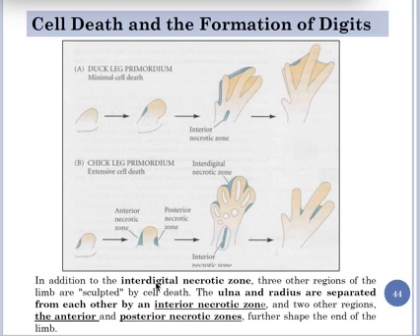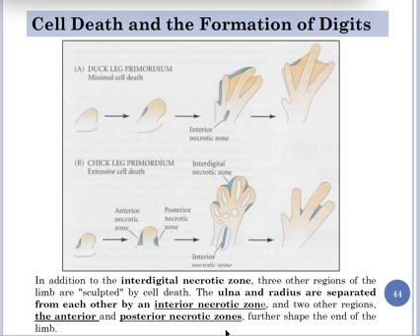So in addition to this interdigital necrotic zone present between the digits, we also have other regions of the limb which are sculpted, or they will have a specific morphology induced by the death of the cells. For example, the ulna and the radius, the two bones of the arm, usually they are separated from each other by an interior necrotic zone that will induce the necrosis of the cells, and this will separate those two bones, ulna and radius, to become two separate bones.